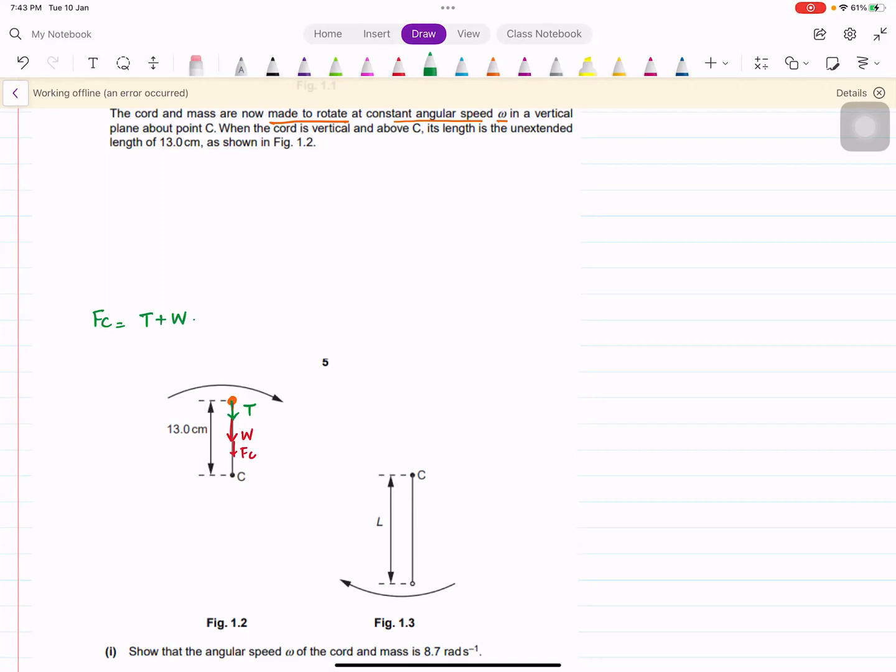Now, how is it possible that the length is now unextended? It means that at this point, tension must be equal to 0. And how could tension be equal to 0? When centripetal force is equal to weight. Do you guys understand this?